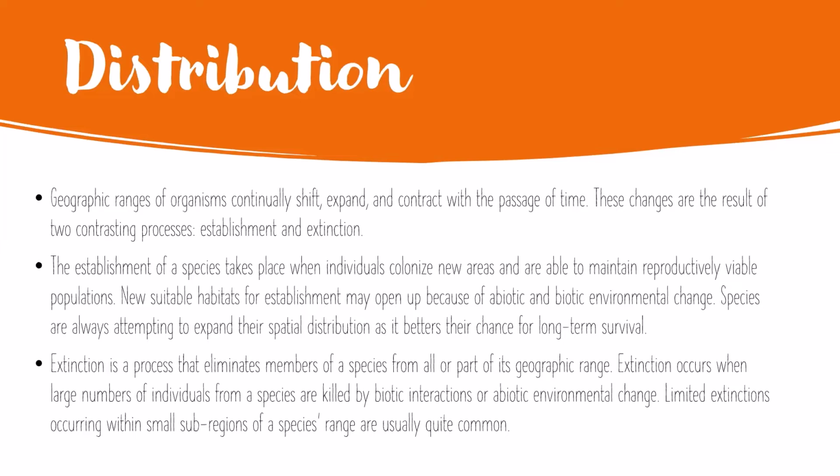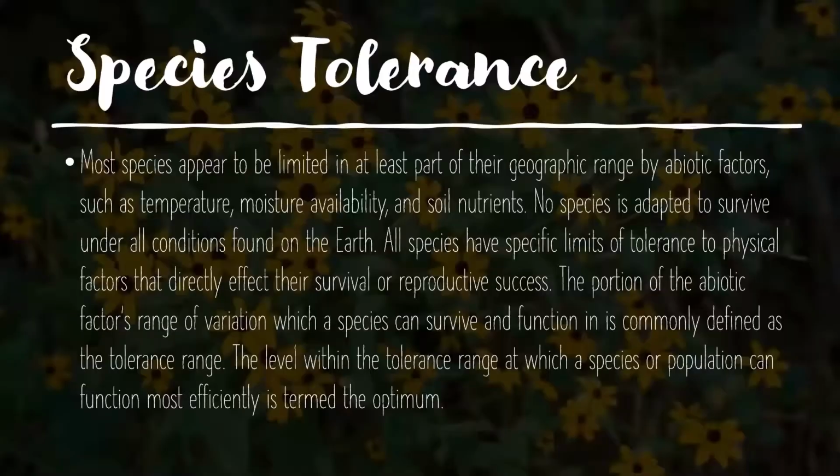Limited extinctions occurring within small subregions of a species' range are quite common. So it happens all the time. There are different biotic and abiotic factors that might contribute to that. So let us look at species tolerance, because this is the number one factor that will say where a species can live and where a species cannot live. Most species appear to be limited in at least part of their geographic range by abiotic factors.